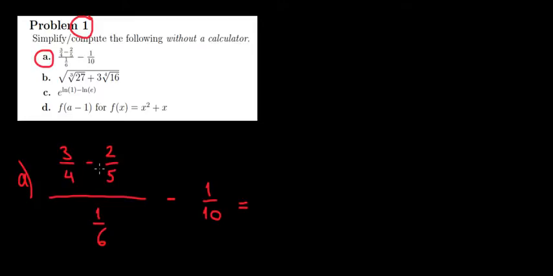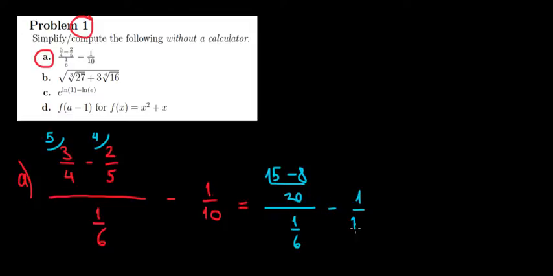So let's do that. 4 and 5, what do they have in common? Well, 20. If we multiply this expression with 5 and the other one with 4, we will have a common denominator of 20. So let's do it. 3 times 5 is going to be 15, and 2 times 4 is going to be 8. So minus 8 divided by 20. All of this fraction over 1 over 6. So divided by 1 over 6 minus 1 over 10.